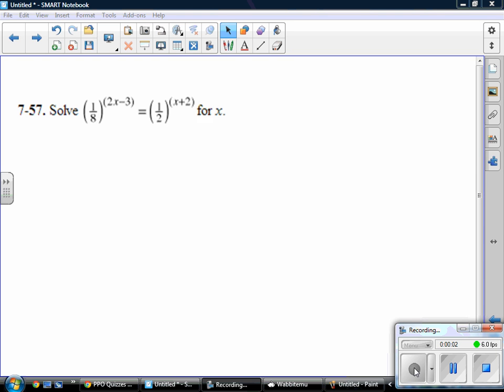This is problem 7-57 from section 7.1.4 homework. It says solve (1/8)^(2x-3) = (1/2)^(x+2) for x. Now we've seen a couple of these equations so far where you've had one side equals another, and we've graphed them to solve for x. Now you can do that, but I'm going to show you a different approach.